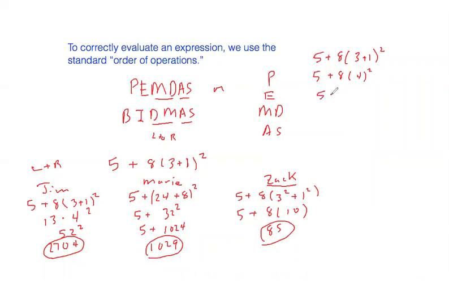So we have 5 plus 8 times 16. So then 5 plus, and 8 times 16 is 128. 128 plus 5 is then 133. And there's the answer that we should get. Now you can always check these on the calculator. If you plug this in exactly as it is written with the parentheses, most of your calculators will do that problem.